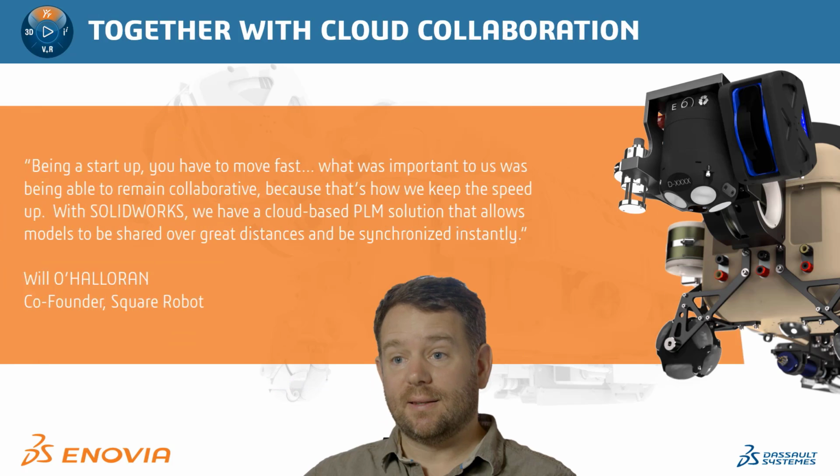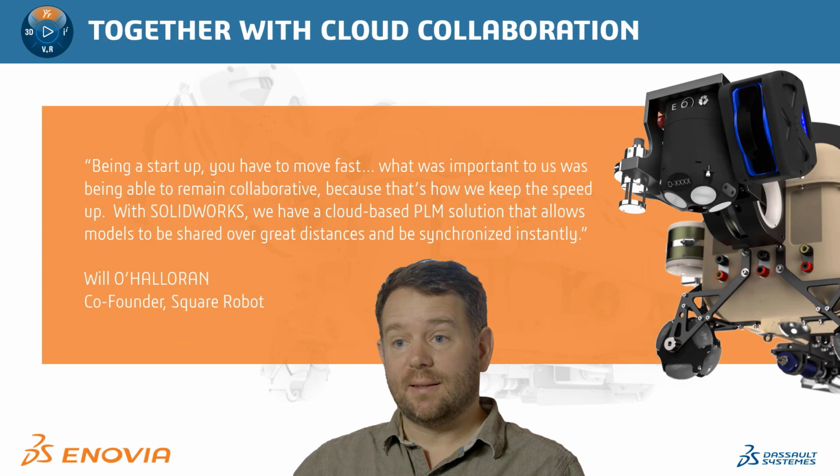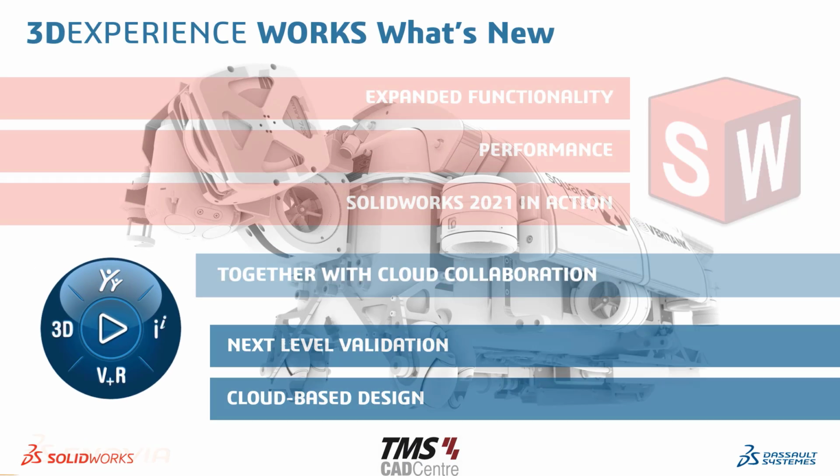We've then got a little quote from Square Robot that I'll read out just now. Being a startup, you have to move fast. What was important to us was being able to remain collaborative because that's how we keep the speed up. With SOLIDWORKS, we have a cloud-based PLM solution that allows models to be shared over great distances and be synchronized instantly. And that was from the co-founder of Square Robot.